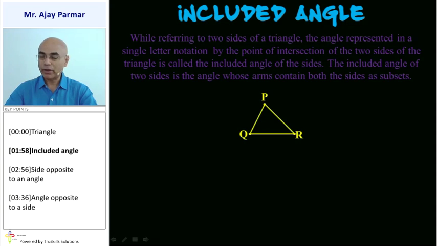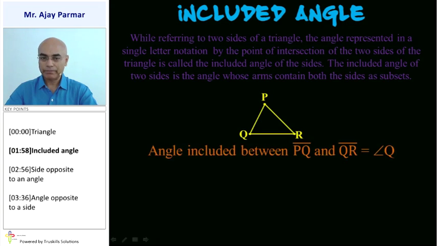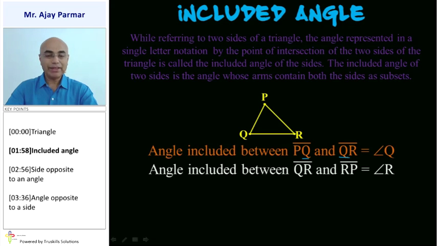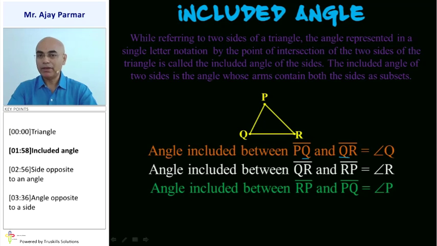For example, for triangle PQR, if we consider the angle included between line segment PQ and line segment QR, that will be angle Q. Why? Because you can see that Q is common to both the sides. Similarly, the angle included between line segment QR and line segment RP will be angle R, and between line segment RP and line segment PQ, that will be angle P.